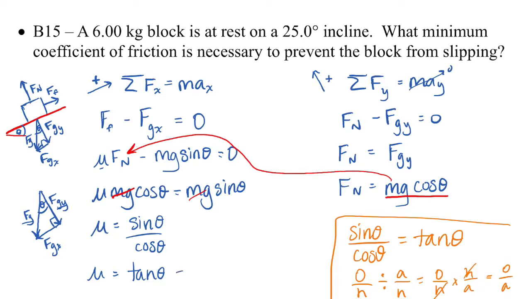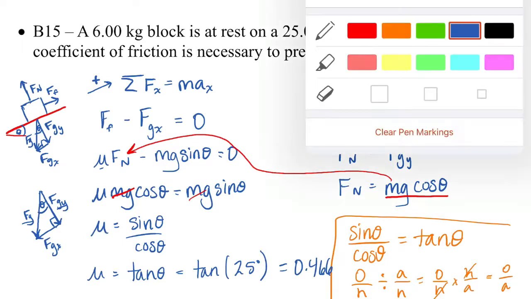So that is just a special property. And so this minimum coefficient of friction to prevent it from slipping is just the tan of 25 degrees. All that work for just the tan of 25? Are you kidding me? So that is 0.466. And there we go. There's our coefficient of friction.